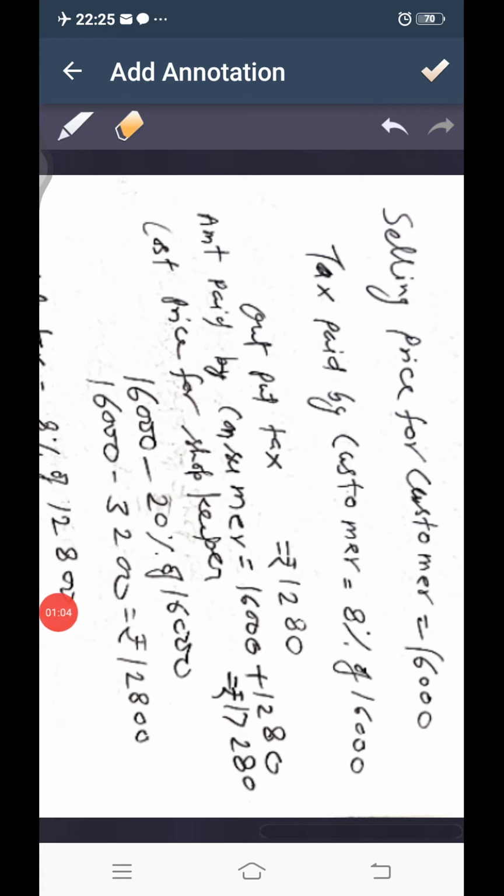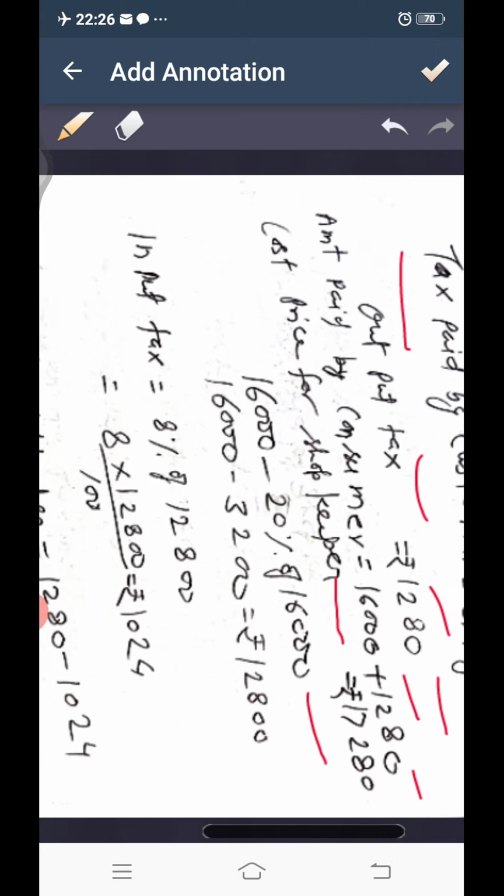Selling price for customer, that is printed price. So printed price is rupees 16,000. So tax paid by customer. Customer pays 8% of 16,000. Then output tax will be 1,280 rupees. 8% of 16,000. So amount paid by consumer. Consumer will pay 16,000 rupees plus tax 1,280. That will be 17,280 rupees.